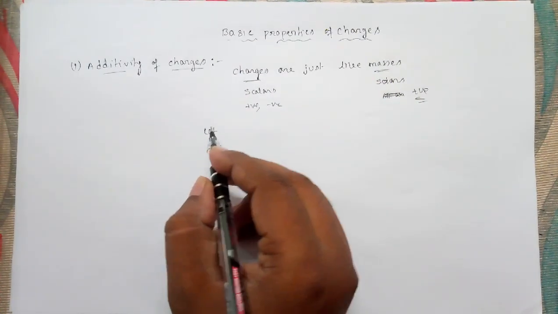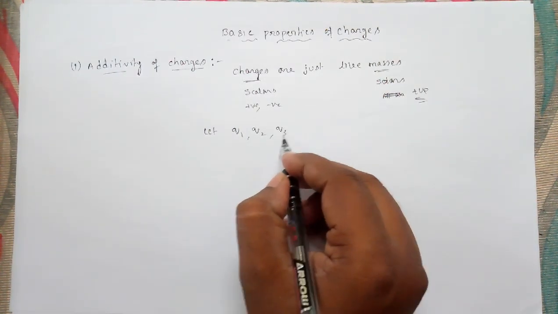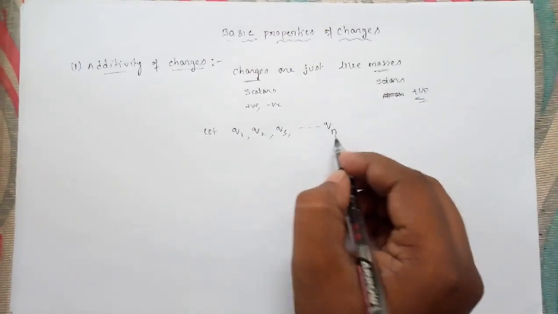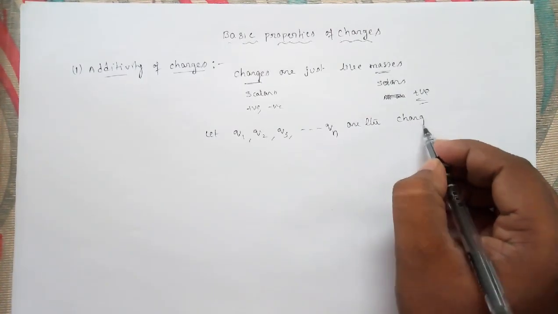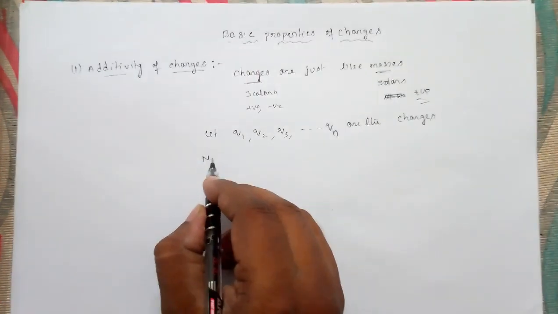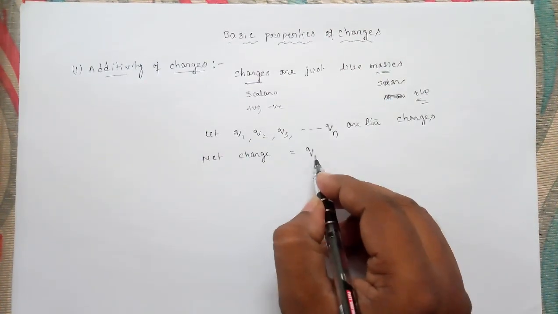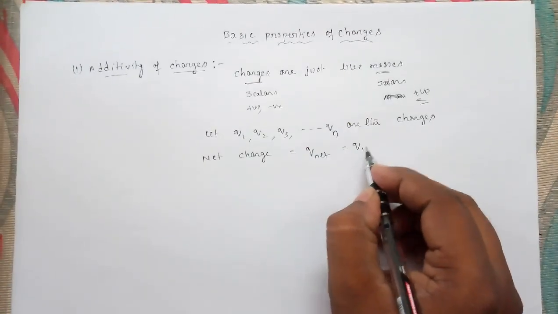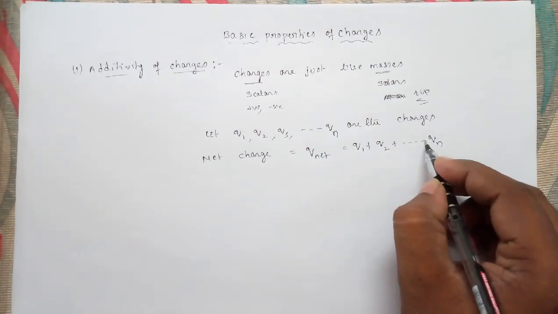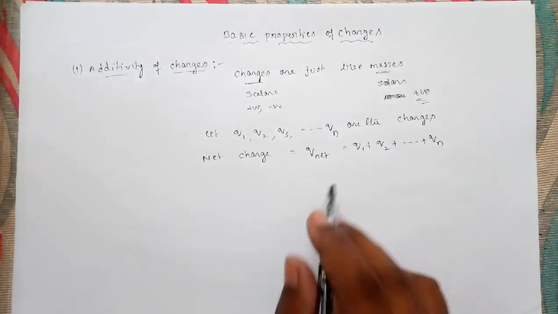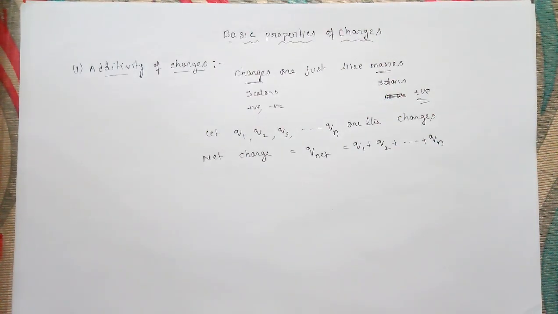Without taking any vector rules, let q1, q2, q3 and so on, qn be the charges. Then the net charge q net is equal to the algebraic summation, that is q1 plus q2 and so on up to qn. If any charge has a positive or negative sign, we have to take that sign convention as it is.